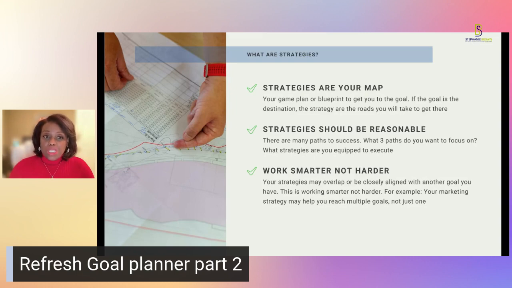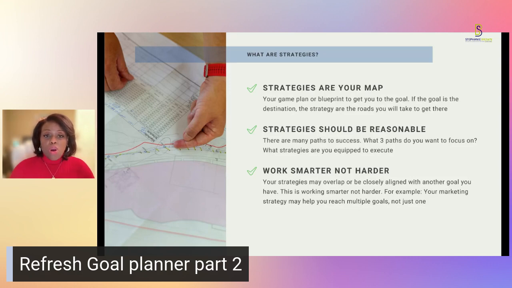But one of the things I wanted to share is that the first 3 steps of the Refresh Goal Planner is done at the beginning of the quarter. You set your intentions, you set your quarterly goals, and from your quarterly goals, you set your monthly goals. The next 2 steps, I believe, are best done at the beginning of the month. So now that you have your quarter planned out, at the beginning of the month is when you want to start to focus on step four, which is creating your strategies. What strategies are you going to use to get to those goals?